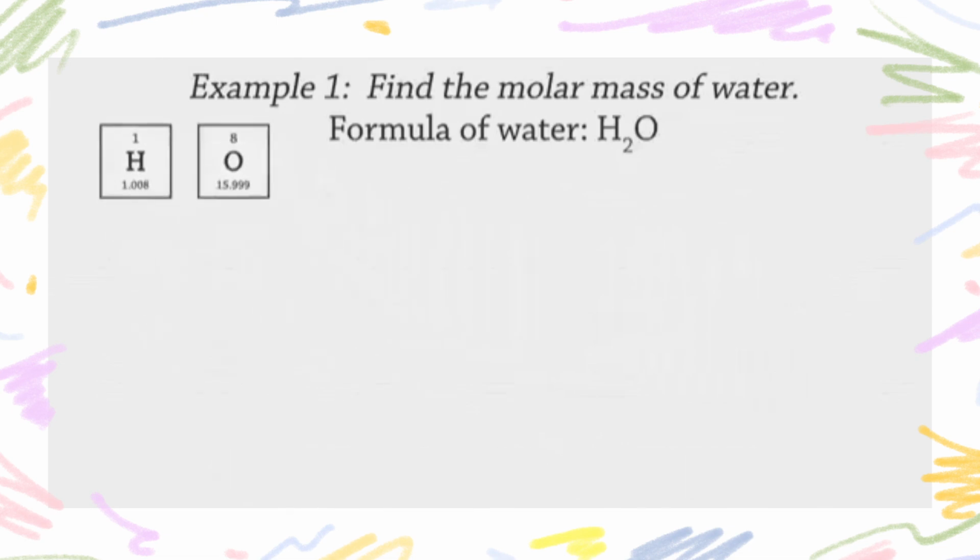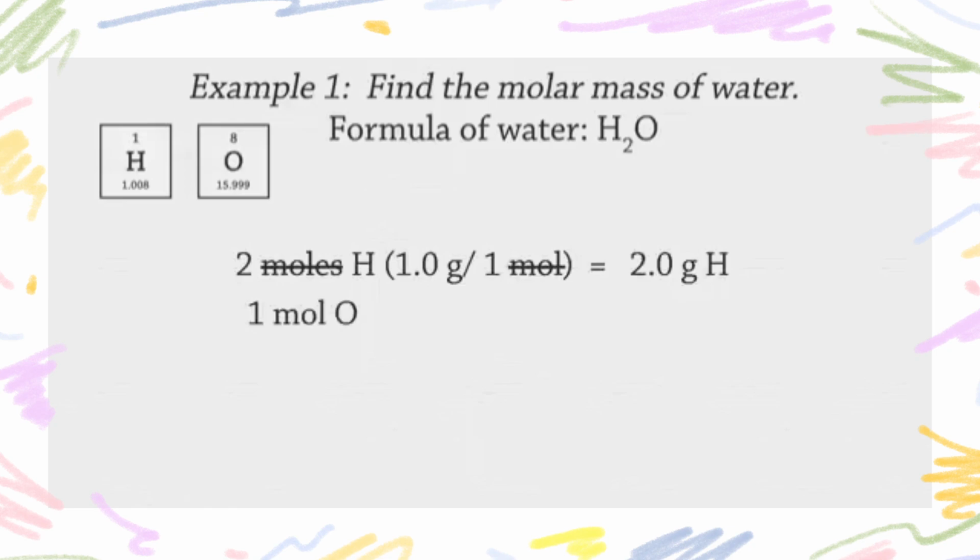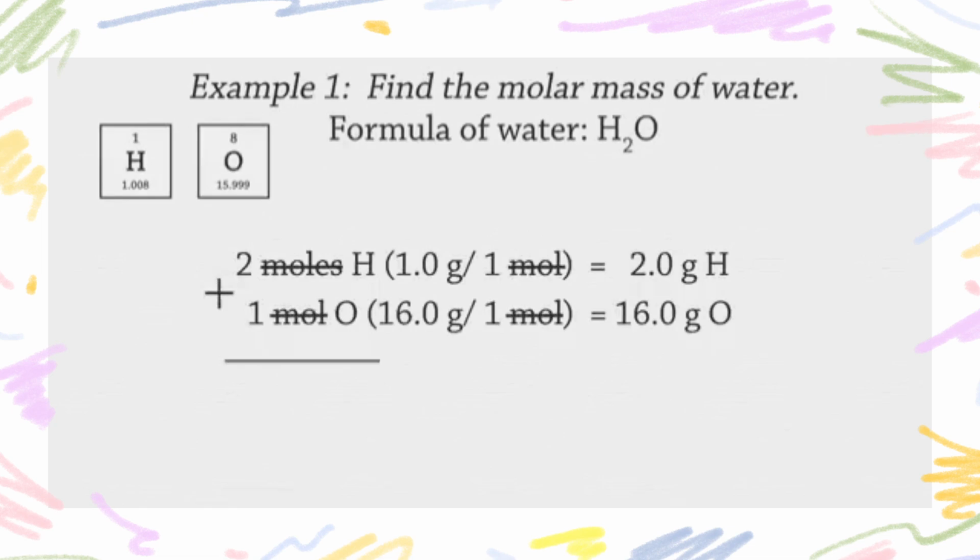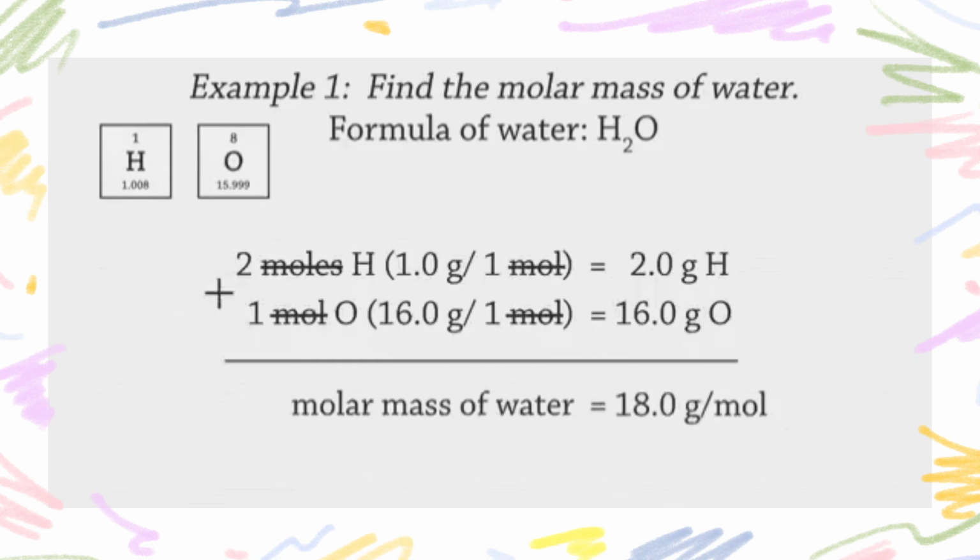In 1 mole of water molecules, there are 2 moles of hydrogen atoms times 1.0 grams of hydrogen per 1 mole of hydrogen, moles cancel, equals 2.0 grams, and 1 mole of oxygen times 16.0 grams of oxygen per 1 mole of oxygen, moles cancel, equals 16.0 grams. We add them together and get 18.0 grams per mole. That's the molar mass of water. We can also call this the gram molecular mass of water.